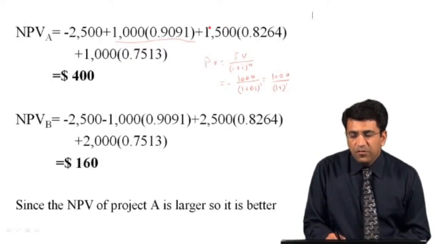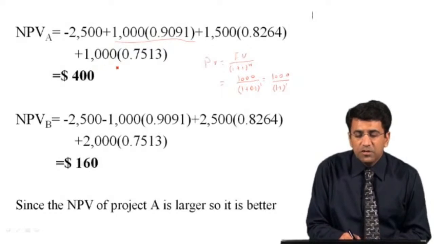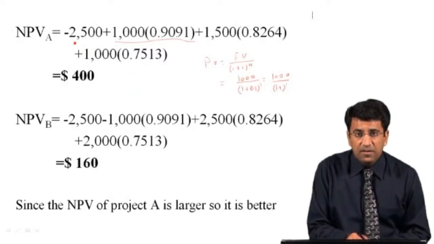Similarly, 1500 is being generated after 2 years. Again, we will use the same formula, that is 1500 divided by 1 plus 0.1 raised to the power 2, because this is being generated after 2 years. Similarly, for this third amount, again we will use the same formula, that is 1000 divided by 1 plus 0.1 raised to the power 3, and again you can get the present value of this amount. 2500 will remain the same because this is the cash outflow at present, so that is already the present value.